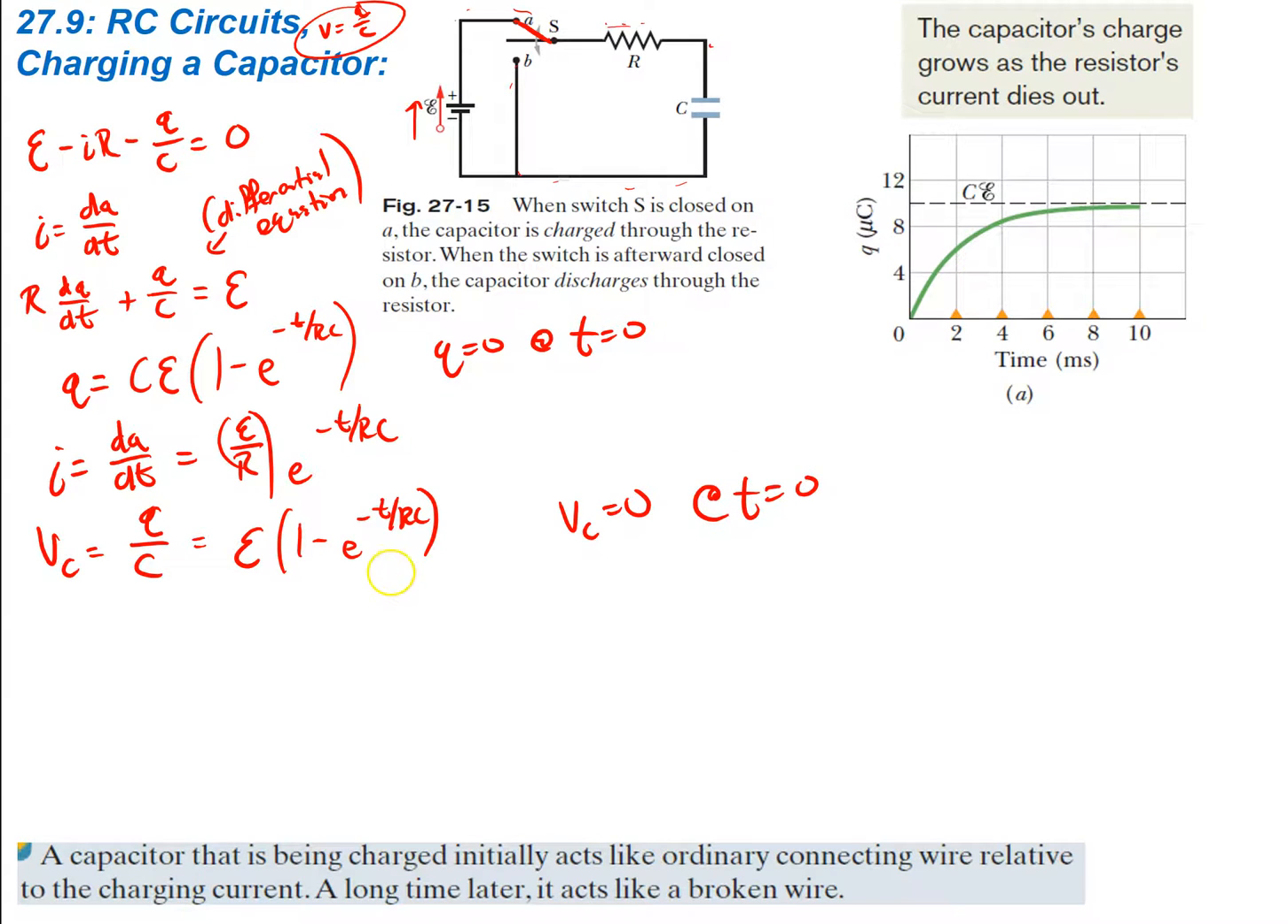All right, so let's look at this. Again, if t is equal to 0, this value is going to be e to the 0, which is 1, so 1 minus 1 is 0, so you get a 0 voltage. All right, so we're good there.